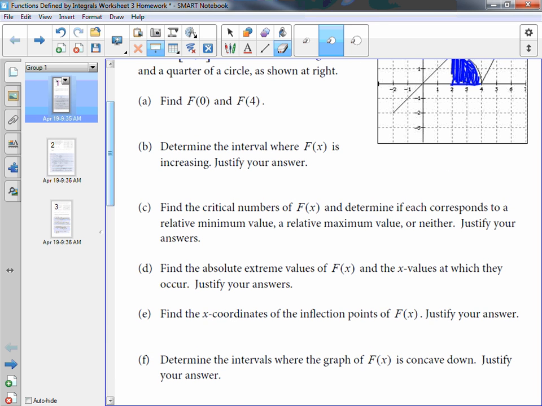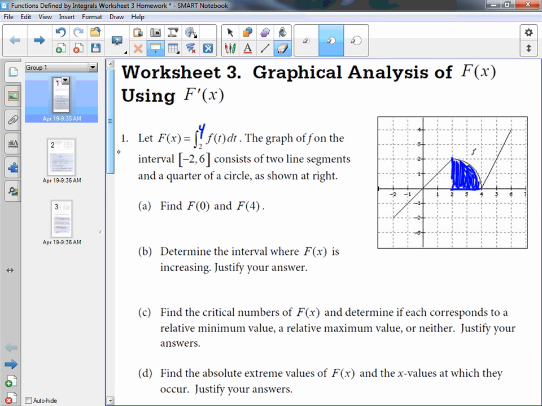Determine the interval where capital F of x is increasing. All right, remember how this works. If a function is increasing, its derivative is positive. If the derivative is positive, the function is increasing. Okay? So, what's the relationship between capital F and little f? Capital F is the antiderivative of little f, which means little f is the derivative of capital F. So, where is the derivative positive?